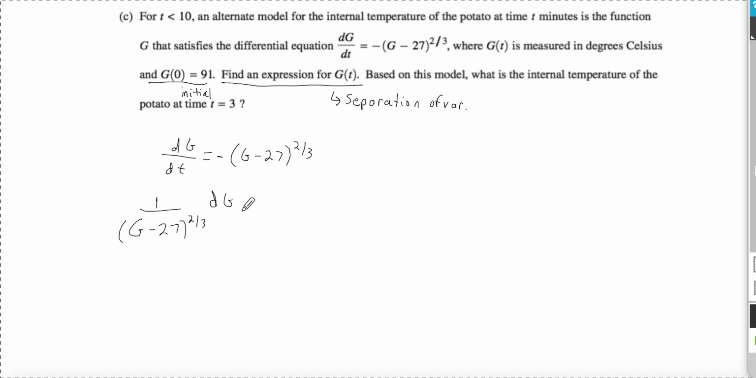I'm going to multiply dt to the other side. That negative sign is still going to be there, so we can call it like -1 times dt. There we go. So I have my variables separated. Multiply dt to the other side, divided by my g quantity. Sort of our classic separation of variables move.